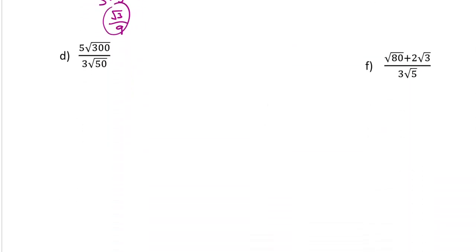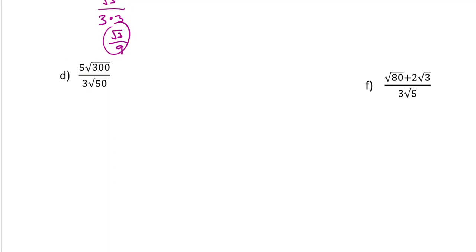Okay, let's take a look at D. So again, they are trying to trick us because we can divide those. So I could have went root 50 over root 50. That would have worked, but it would have got pretty messy. I can just divide those.